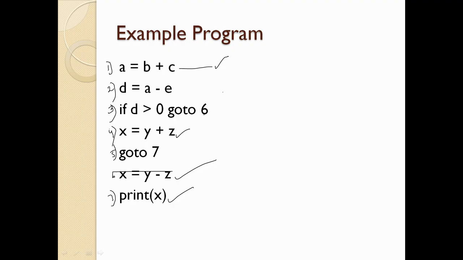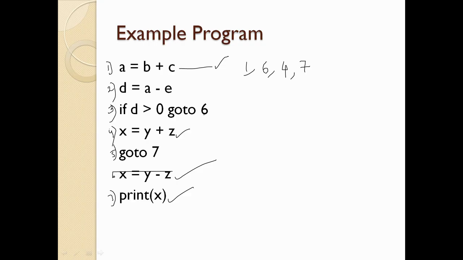So what are the leader statements here? The very first statement is a leader, and as there is a target line, 6 is a leader, and the immediate instruction after a jump, that is the fourth line, is a leader, and there is a target number 7, that is why the seventh instruction is a leader. So these are the leaders that we found.